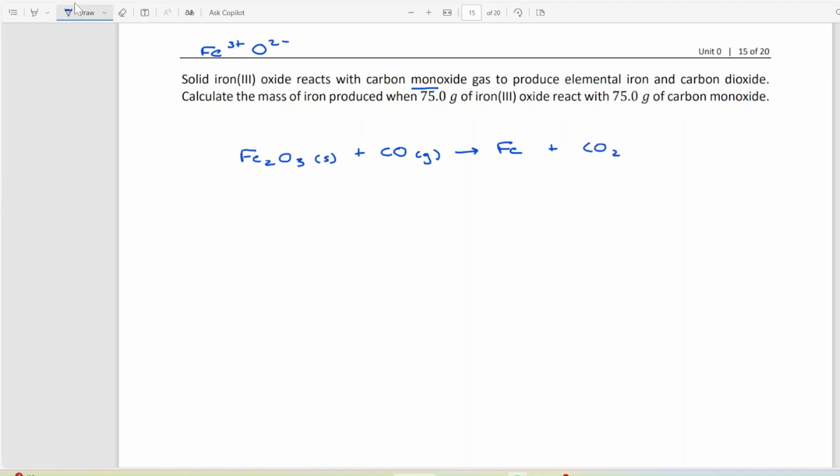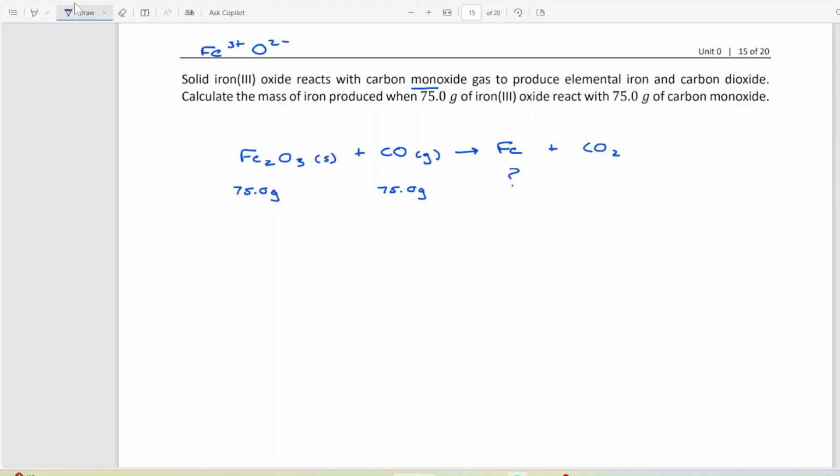Okay. Tells me to calculate the mass of iron produced when 75 grams of iron 3 oxide is reacting with 75 grams of carbon monoxide. So I know for sure this is going to be a limiting reagent problem because they've given me the mass of both of my reactants and asked me for how much of one of my products is produced. Before I can start doing all the work, I have to look at how to balance this reaction.